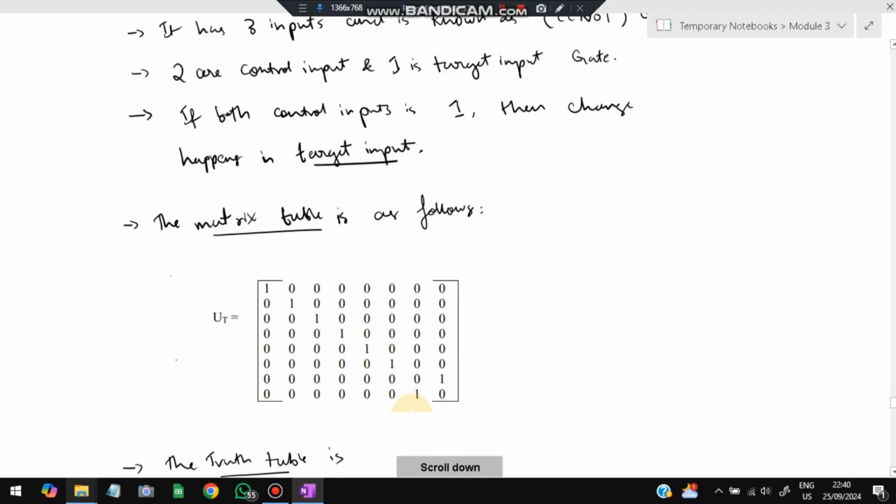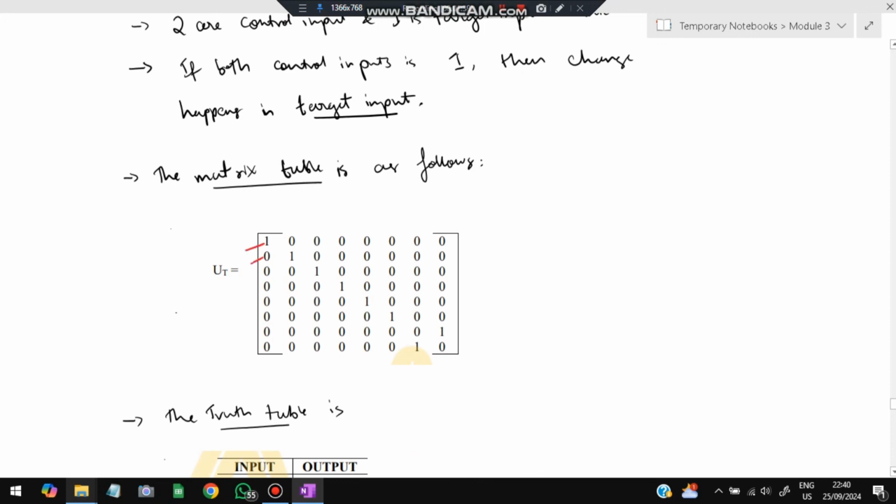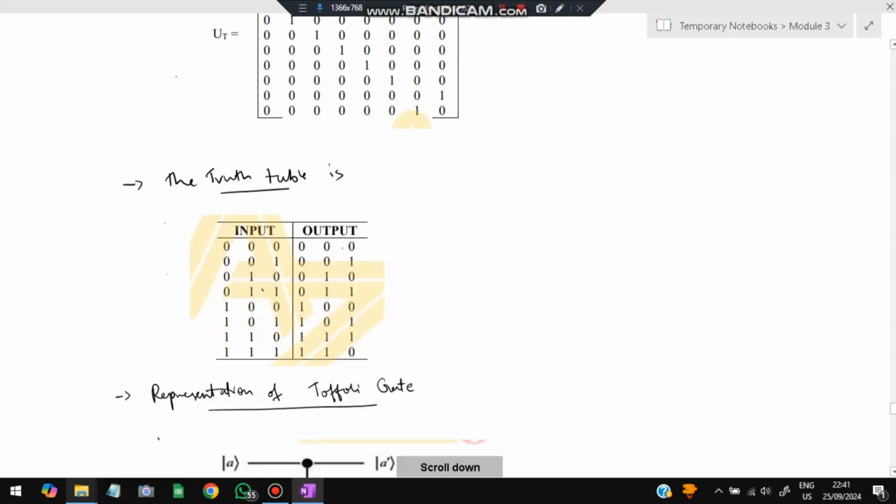The matrix is a huge matrix here. How many do we have? 1 2 3 4 5 6 7 8. Just make an 8 by 8 matrix, and for the first 6 places we have to put 1 in the diagonal, and then the last ones will change. 6 are the same and the last 2 will change. That's how you make the matrix table. And after that, the truth table is as follows.